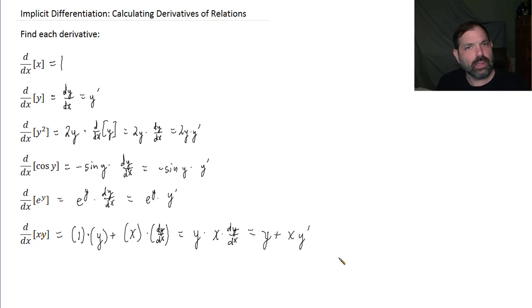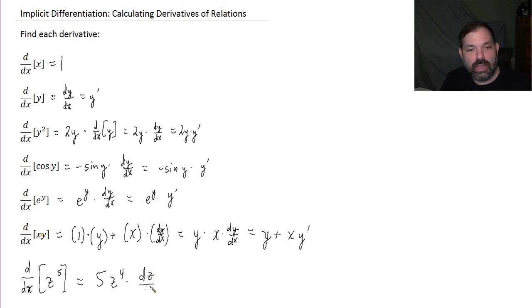Okay, so this is just some basic concept of how we differentiate various functions with respect to x. And there's nothing really special about the y. I could have used a different variable if I wanted to. For example, what's d by dx of z to the 5th power? Well, then that would be 5z to the 4th, and then by the chain rule, dz dx.